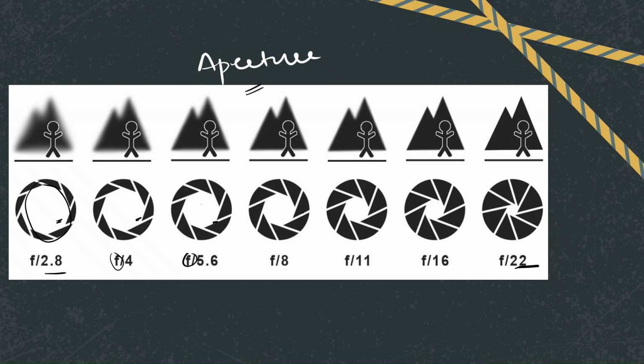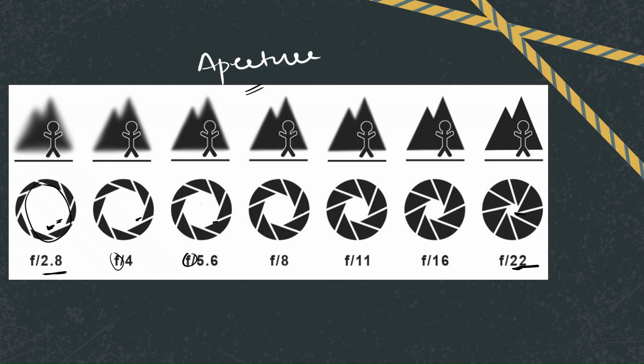So here is the key thing to remember. When you see a lower f number, it means you have a larger opening, and a higher f number means you have a smaller opening. Now, this seems counterintuitive, but it is very important.